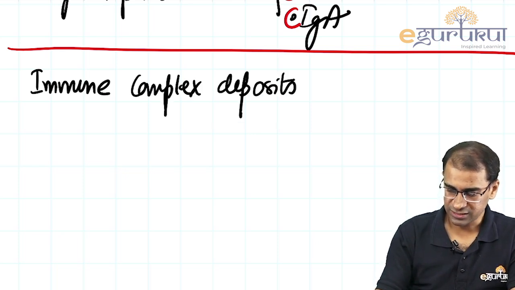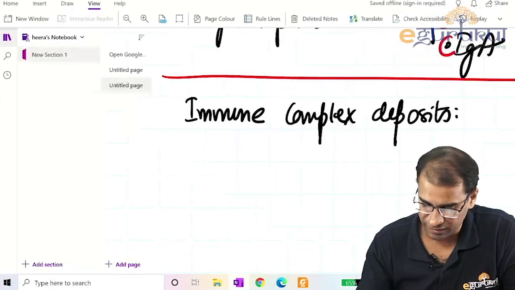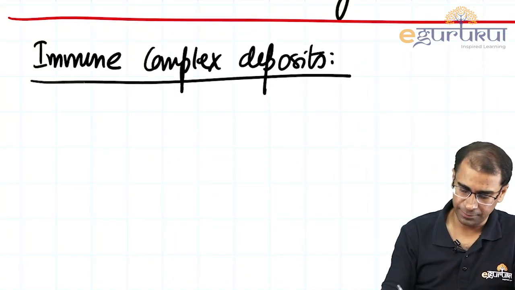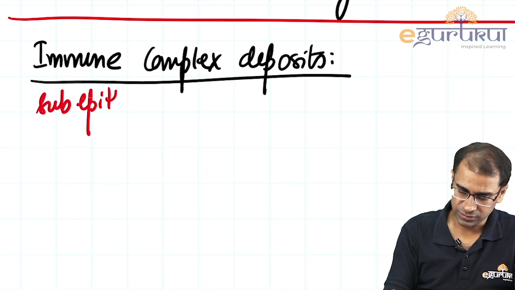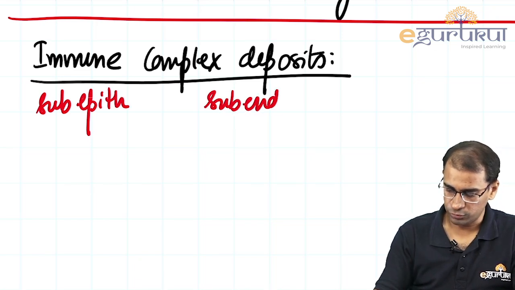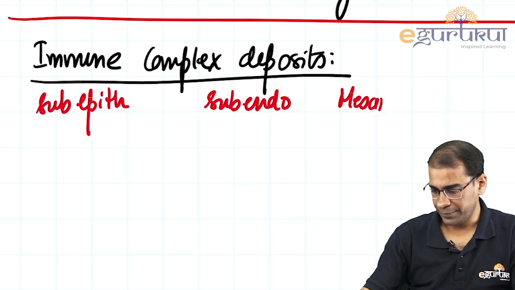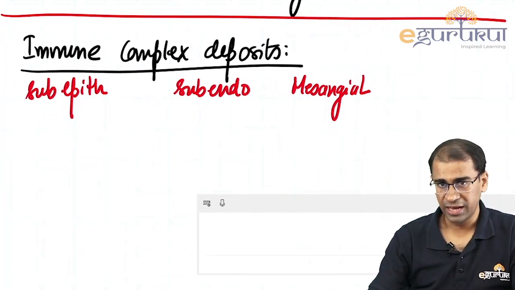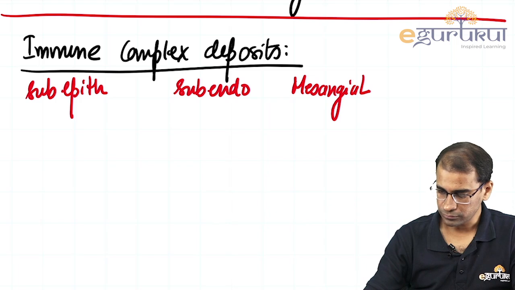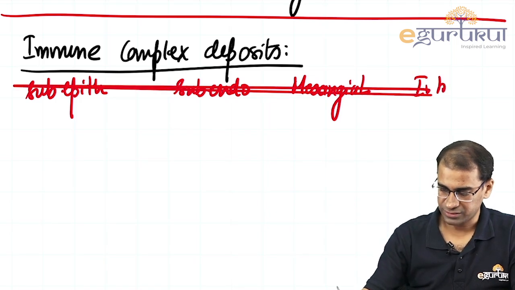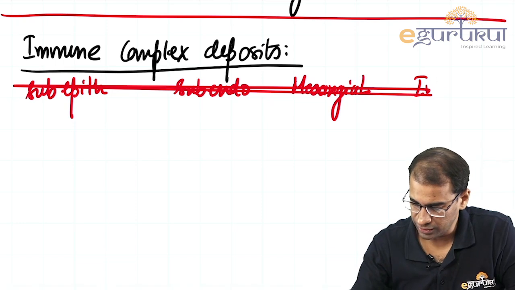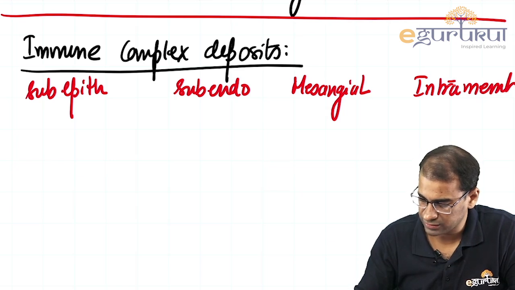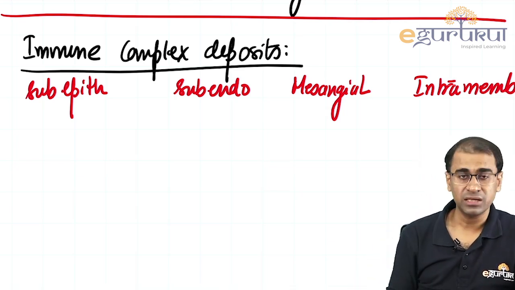The sites and where they are seen. Immune complex deposition, the sites. It can be subepithelial deposits, subendothelial deposits, mesangial deposits, and intramembranous deposits. Okay, let's see how.